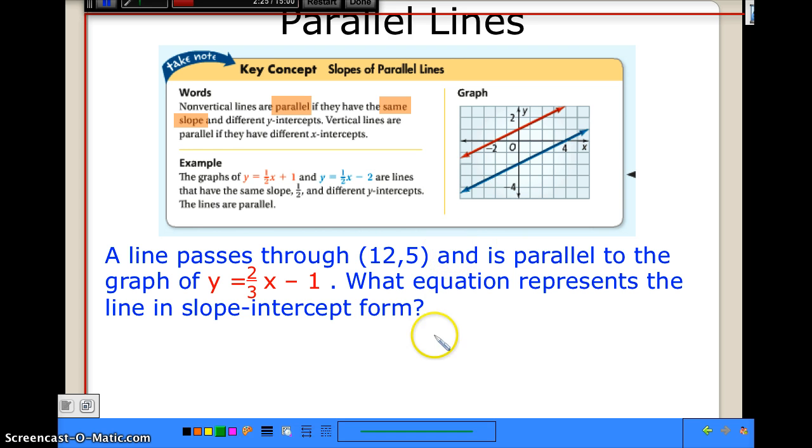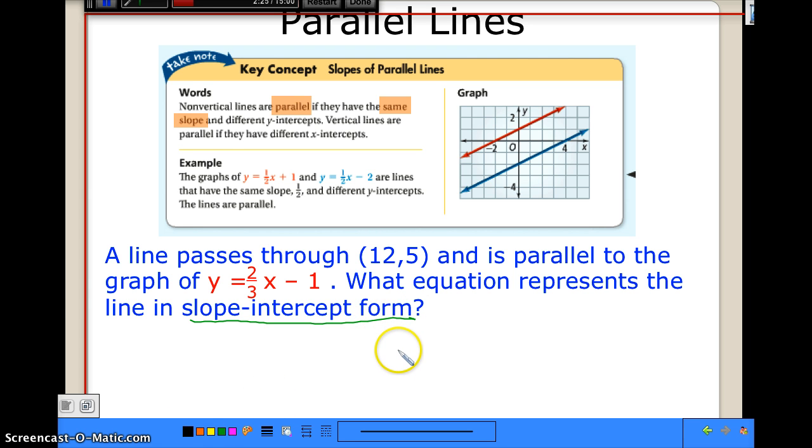So look at the question below. It says a line passes through 12, 5. This question right here does not belong to the picture above, and is parallel to the graph of y is equal to 2/3 x minus 1. What equation represents the line in slope-intercept form? Make sure we read these directions carefully.